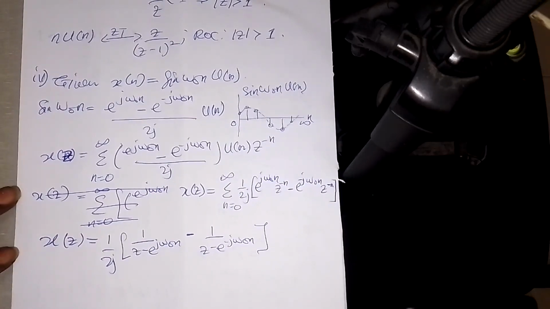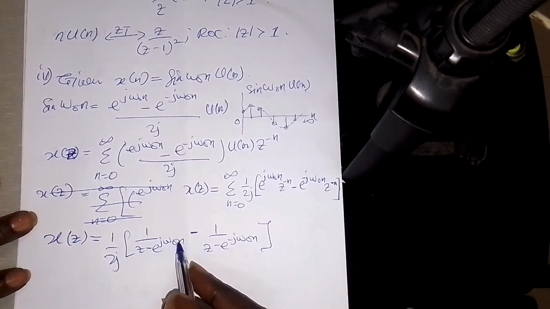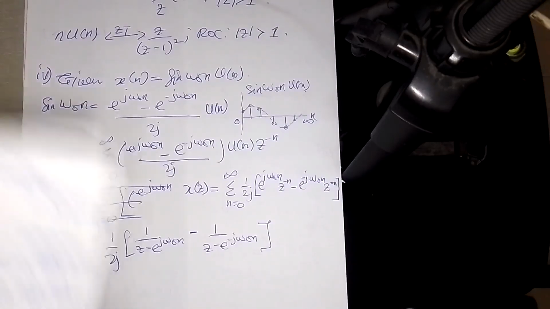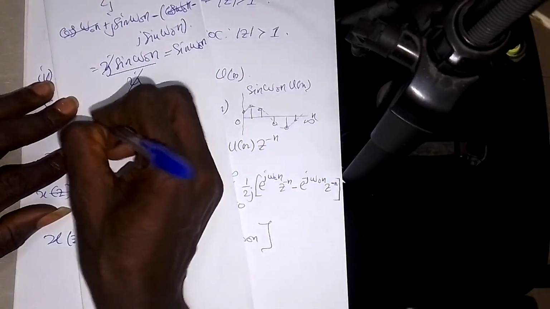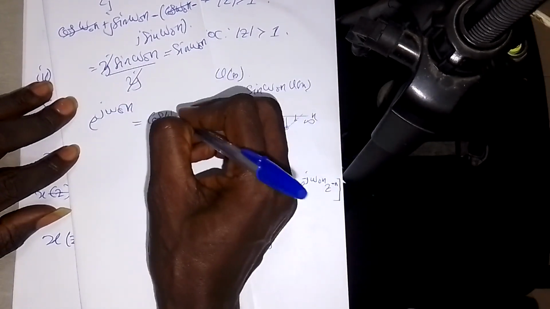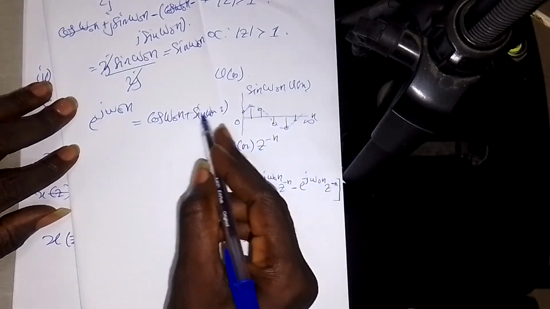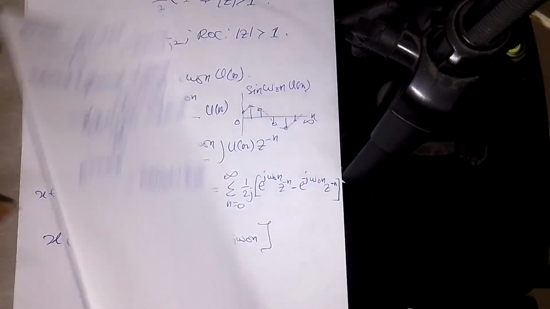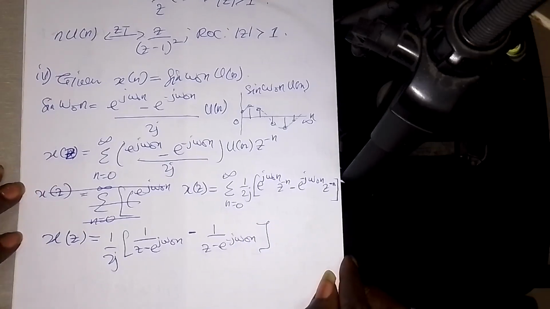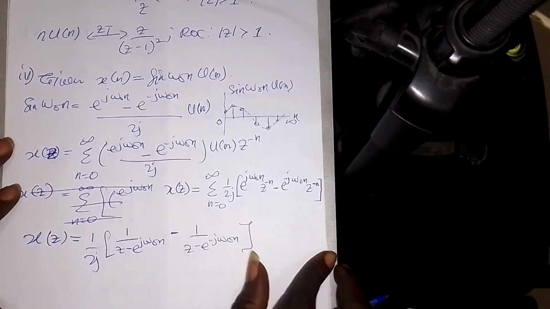And one thing is that whenever you have e^{jω₀n}, the magnitude value is 1, because e^{jω₀n} equals cos ω₀n plus j sine ω₀n, which gives 1. So our value here is 1. In that case, our ROC is going to be what?